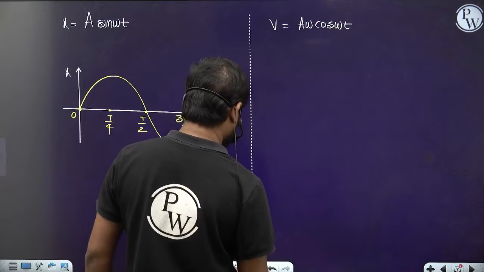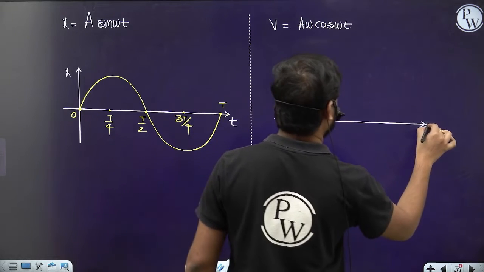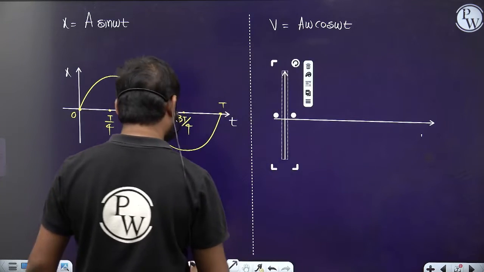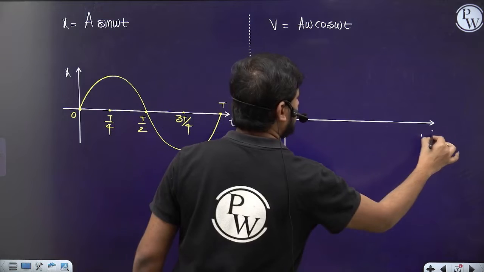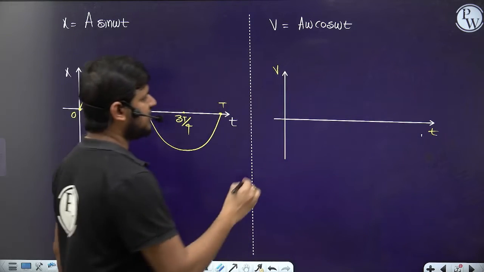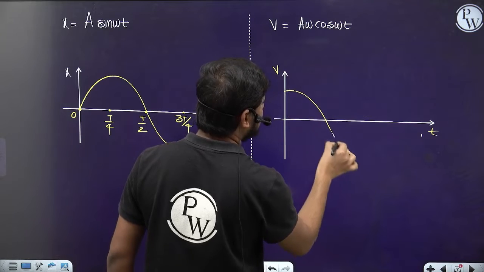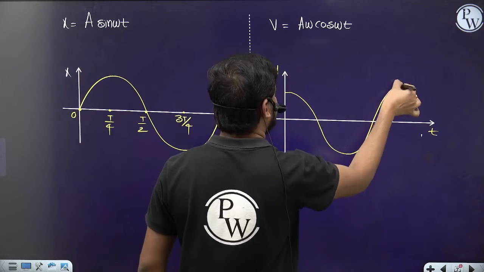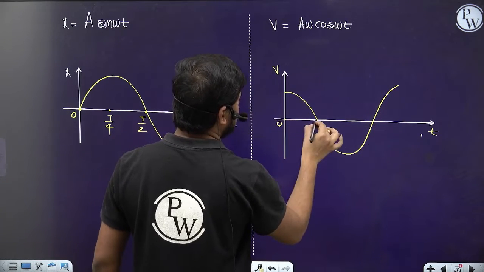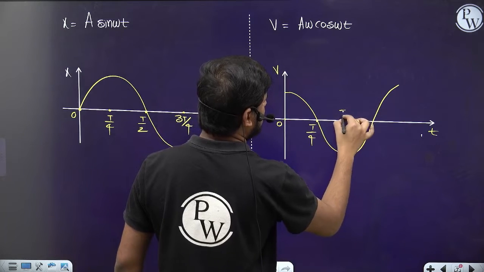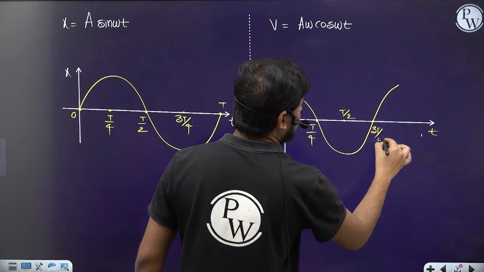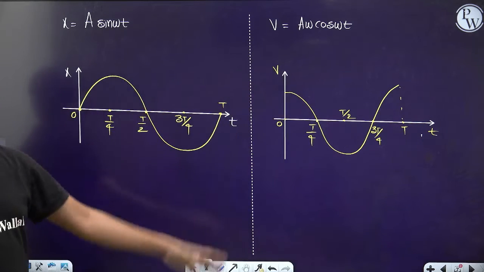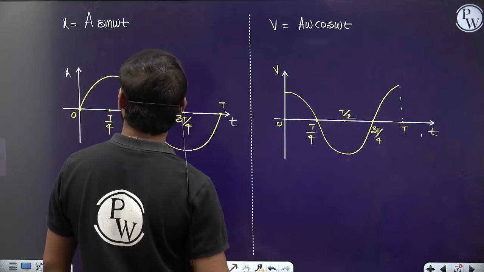Now if you draw the v versus t curve, the cos should start from the maximum position. So the graph should start from here. This is 0, and then T by 4, T by 2, 3T by 4, and then T. Understood, guys? Clear? So this is v versus t. Similarly, you can draw for a versus t. Shall I draw it in the next slide?